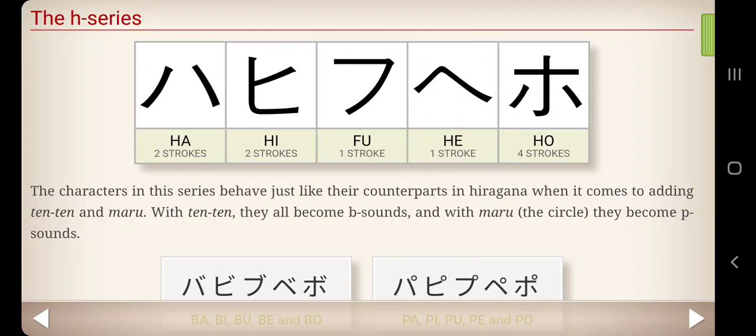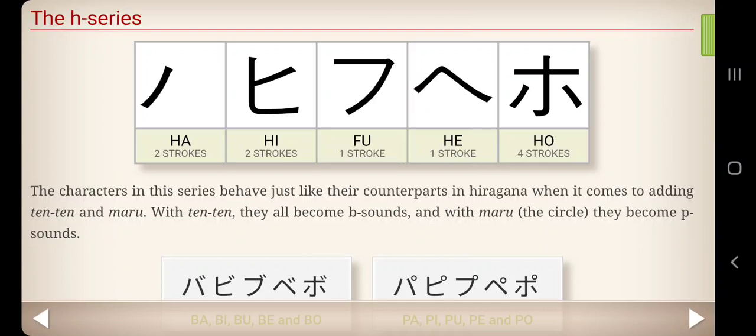The H series. The edgy series. The characters in this series behave just like their counterparts in Hiragana when it comes to adding Tenten and Maru. With Tenten, they all become B sounds. And with Maru, their circle, they become P sounds.